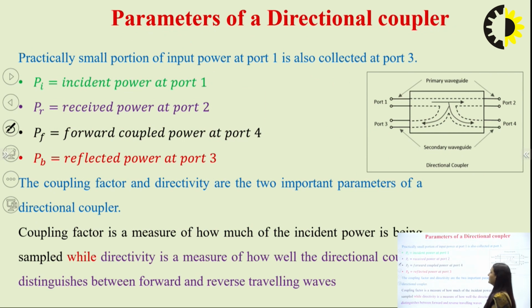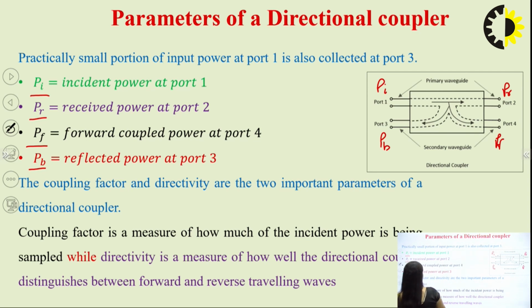Practically, a small portion of input power at port number 1 is also reflected at port number 4. See here, Pi is the incident power, PR is the reflected power at port number 2, PF is the forward coupled power, PB is the reflected power. So if I am taking this, this is your Pi, this is your PR, received power and forward power, and this is your backward power.